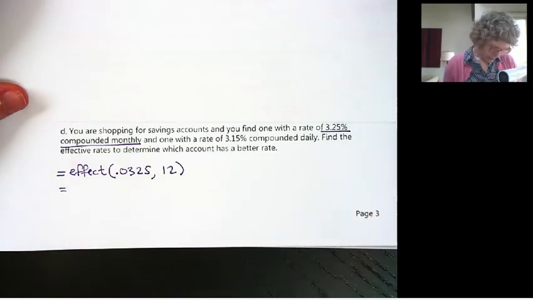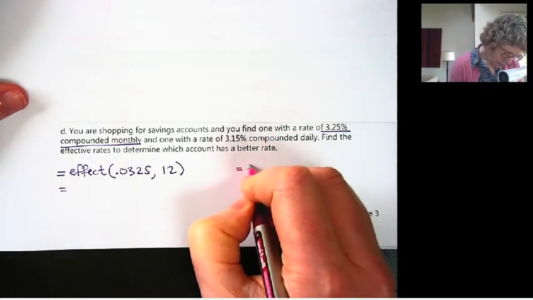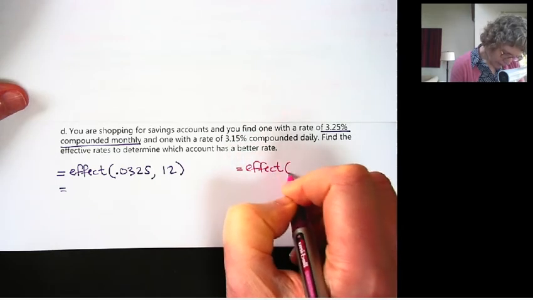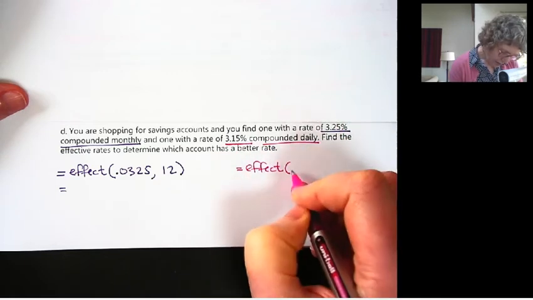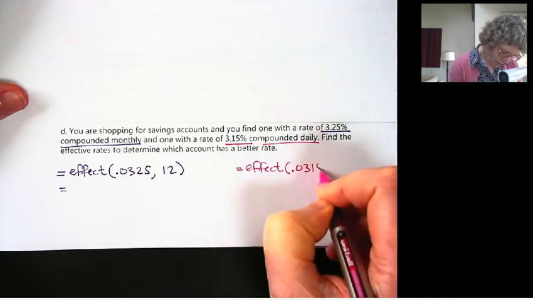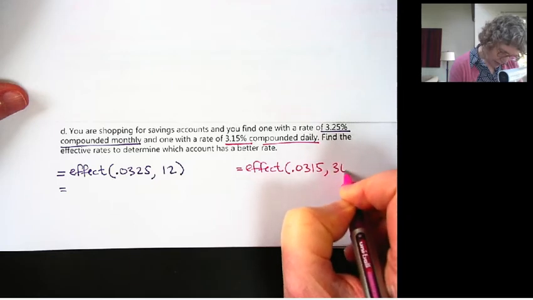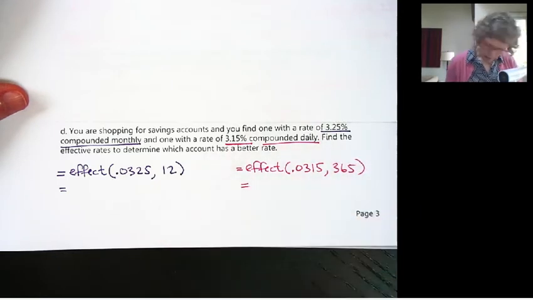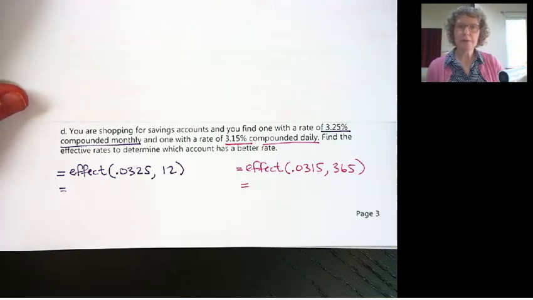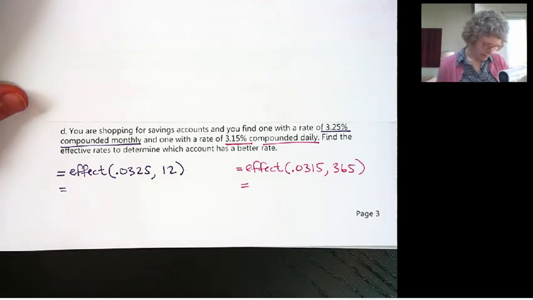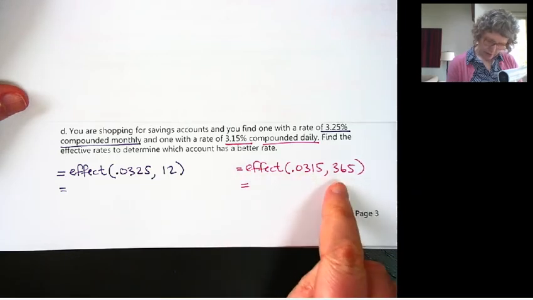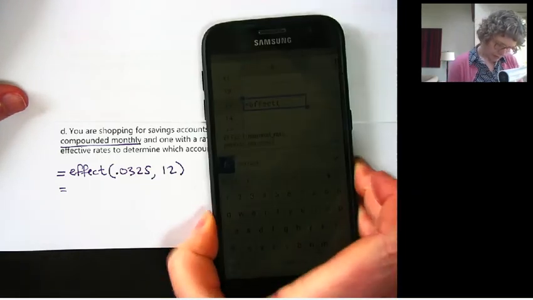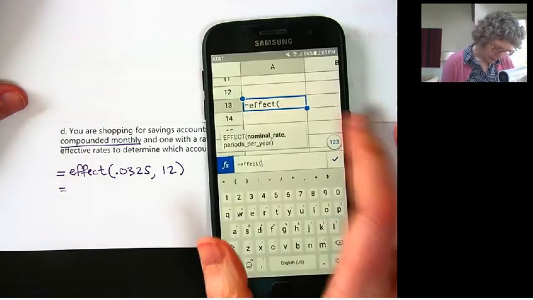And then we're going to do the other one. Effective rate of 3.15% compounded daily, 0.0315, 365. Okay, do you have a prediction on which one is going to be better? I don't know. I think this interest rate might outweigh the more compounding, but I'm not sure. I think it's going to be close. I tried to make one that would be close.